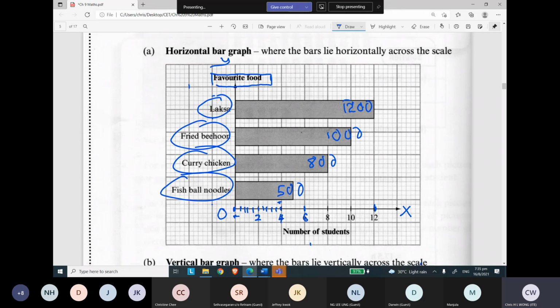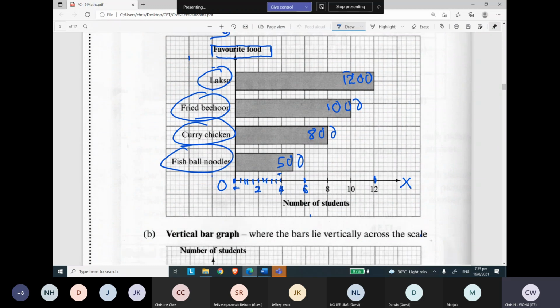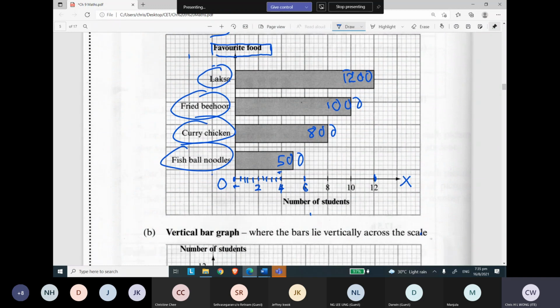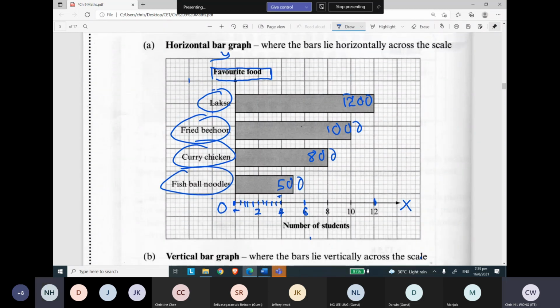If they are talking about the y-axis, it is always the vertical line. The x-axis is the horizontal line. If they ever ask you, okay, x-axis, I want you to use this; y-axis, use that. So you must know where is the x-axis and the y-axis. Mr. Wong, you're correct, the y-axis is the vertical. This is y. Yes, this is y.